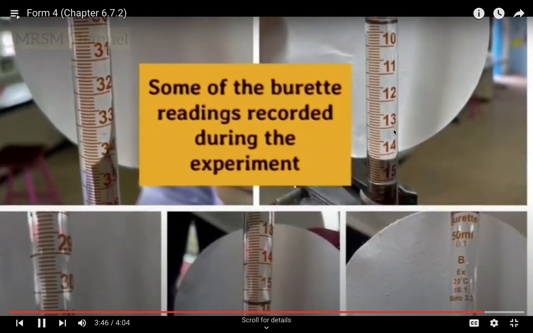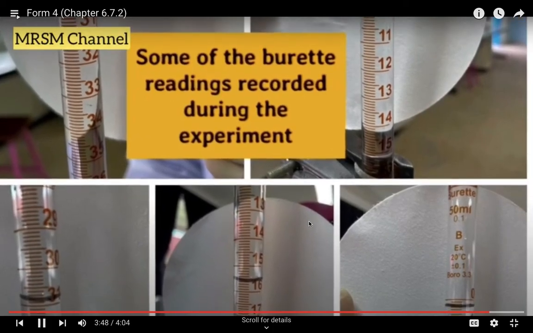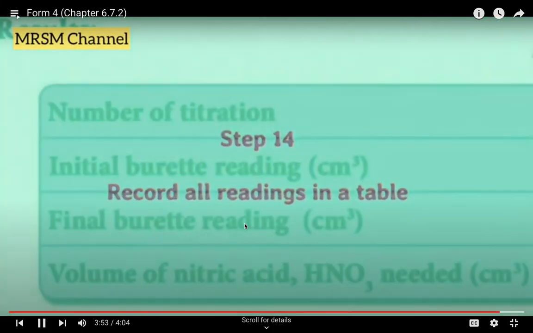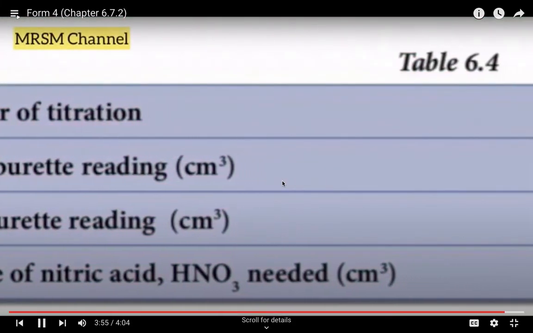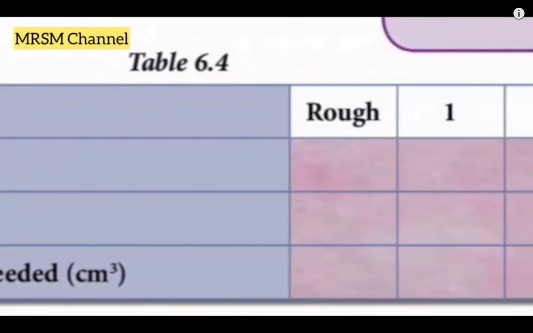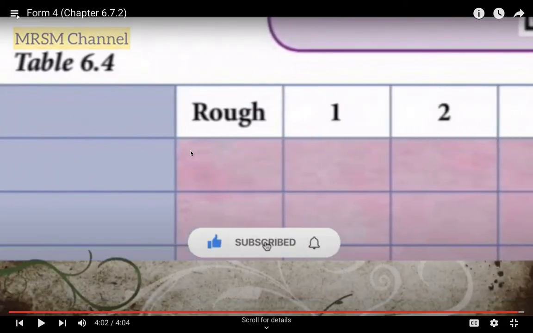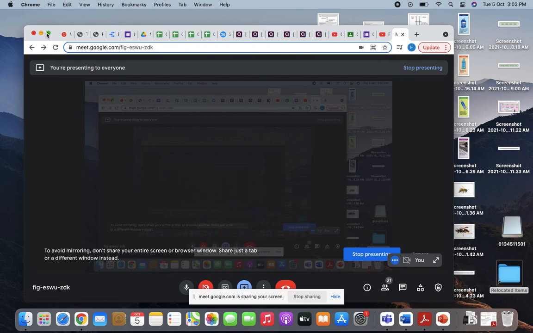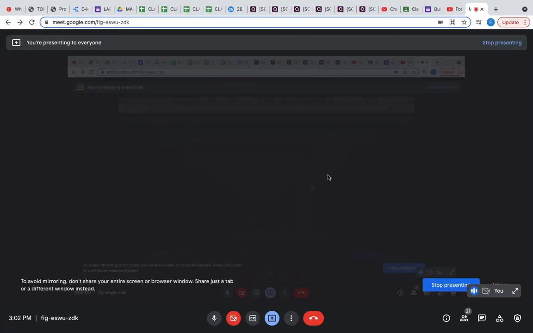Okay, kemudian awak ulanglah beberapa kali, recordlah final semua. Ya, masukkan dalam table. This one, the one yang kita tengok tadi. Dapatlah kita the volume of nitric acid needed. Okay, lepas kita dah dapat volume of nitric acid needed, then kita akan calculate to find the concentration, which we will do in our next class. So until then, do you have any question, class?